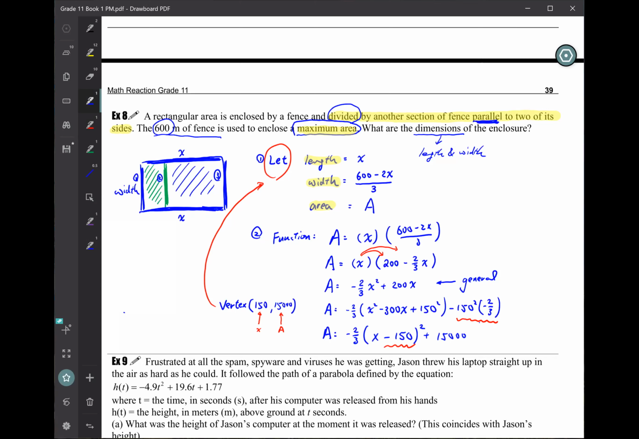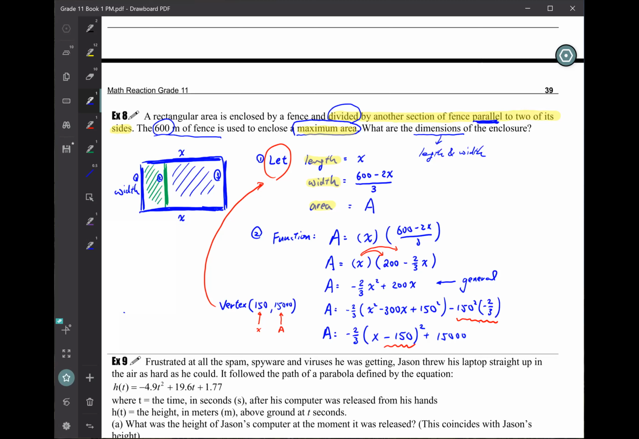Jiawen, what's the X? What do we find the X is? The length, yeah. We are looking for length and width, right? So you can say the length is 150 meter, okay? And how do we find the width?